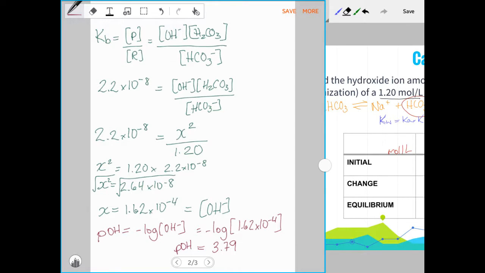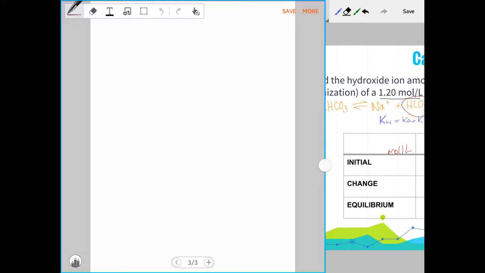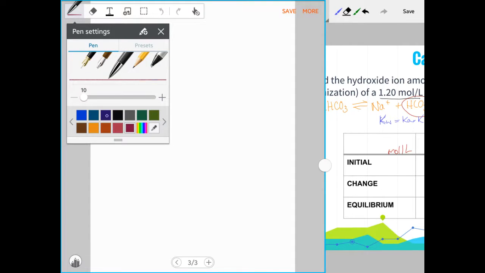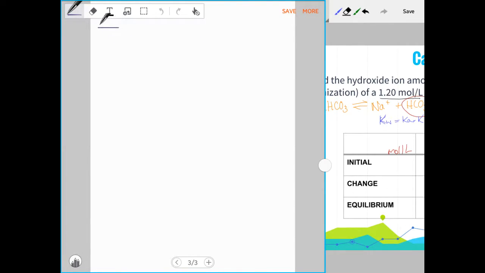Now, our pH, I'm just going to have to get a new page here. So our pH is then equal to 14 minus our pOH, and we have 14 minus our 3.79, which equals 10.2 as our pH.